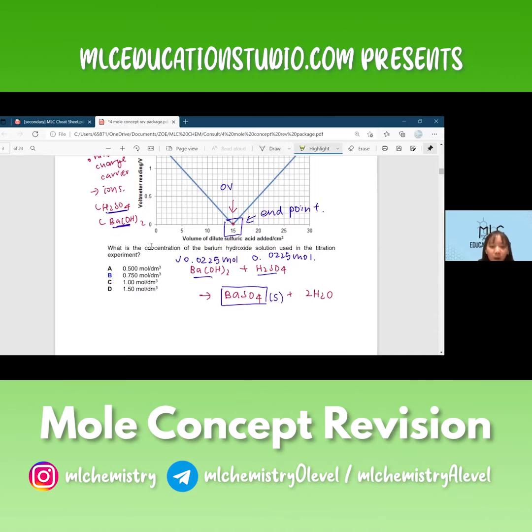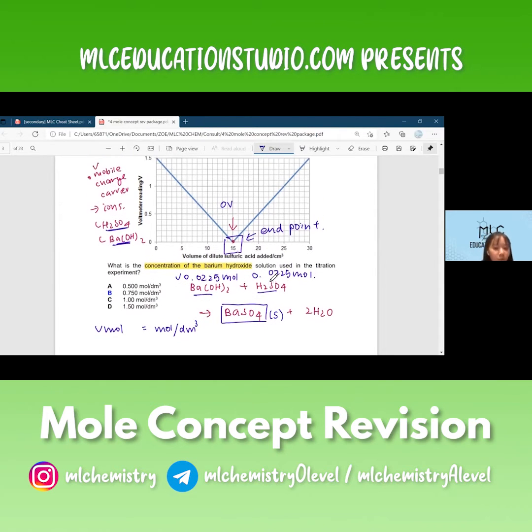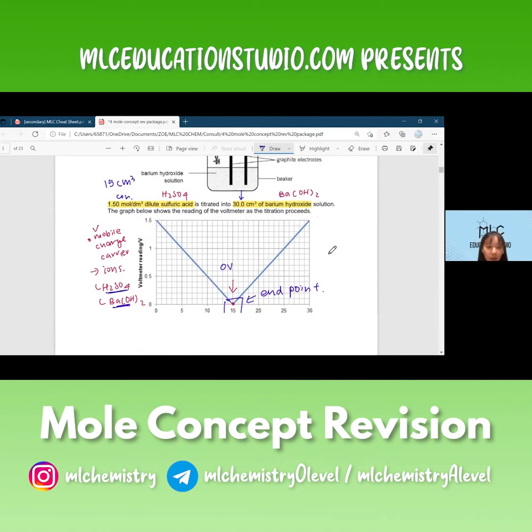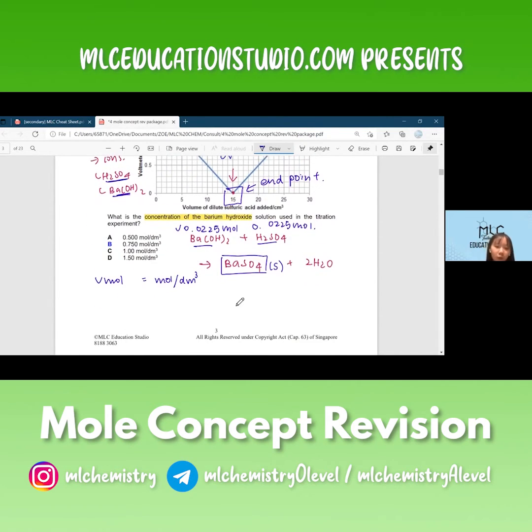The question asks you to find the concentration of barium hydroxide. I have the number of moles ready. To find concentration, concentration equals moles over dm cube. I need the volume. The volume is given here, 30 cm cube of barium hydroxide. So to find concentration, you always need to find the moles and the volume. I have moles ready, 0.0225, and I have the volume. Volume is equal to 30 cm cube. Okay, Kizan? Yeah, okay.